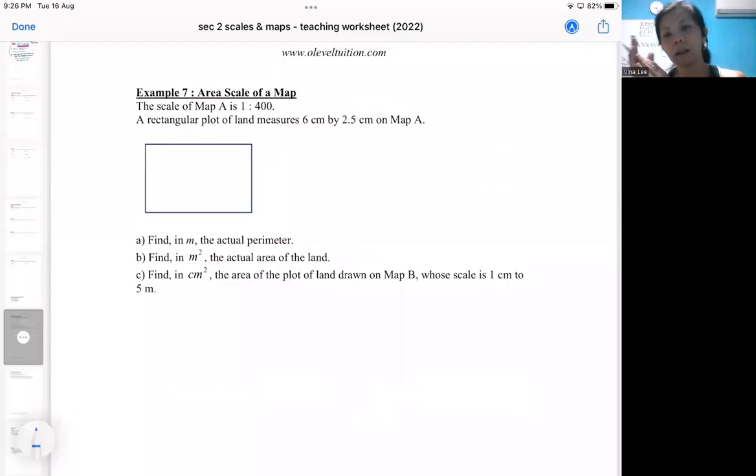So in these last two examples, you will encounter more difficult questions where it might involve two different maps. A same location can be represented by two maps. For example, your school can be represented on this map and another map. But sometimes you may be thinking, why does my school look smaller on this map and why does my school look bigger on the other map?